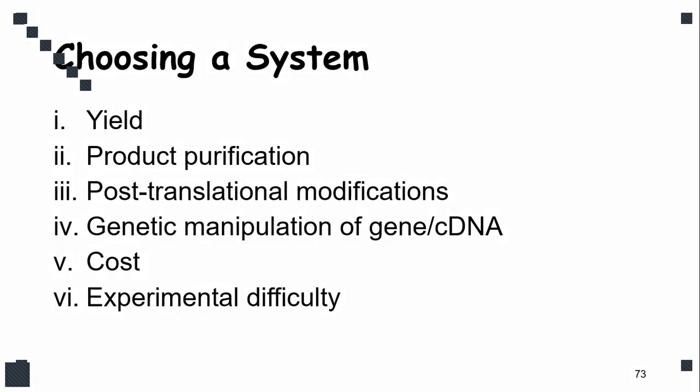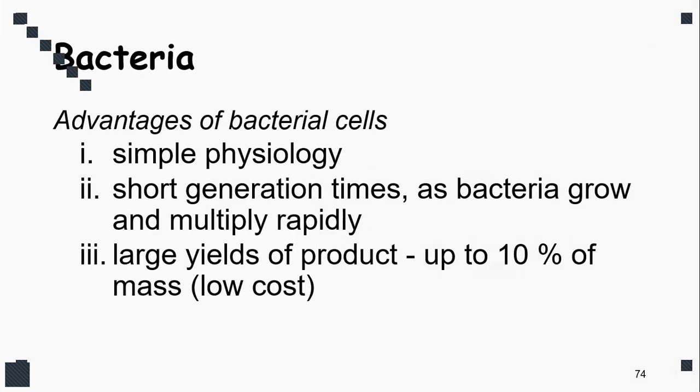So what enables you to choose the best? Number one, yield. Number two, product purification. Number three, post-translational modification. Is there a post-translational modification required? Number four, genetic manipulation of the gene or cDNA. Number five, the cost. And then experimental difficulty. Do you have the capacity to handle it? If you don't, you need to go and get that done somewhere for you.